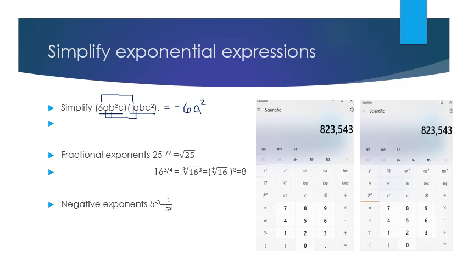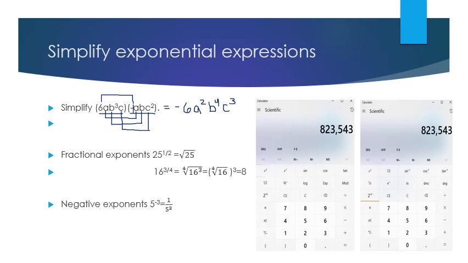I have 3 factors of b that I want to multiply by one more factor of b. That means that b will have a total of 4 factors, so it's raised to the 4th power. The c in the first factor is single, but it's being multiplied by 2 more factors of c for a total of 3 factors of c.